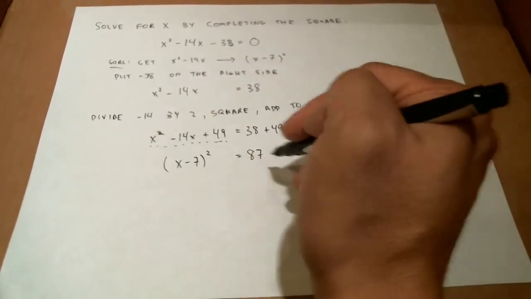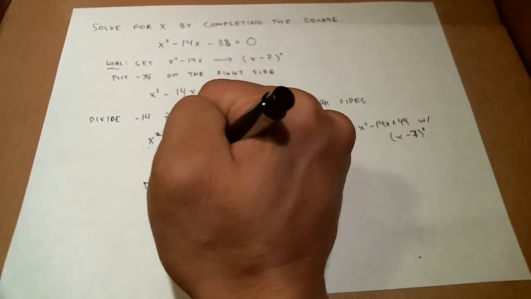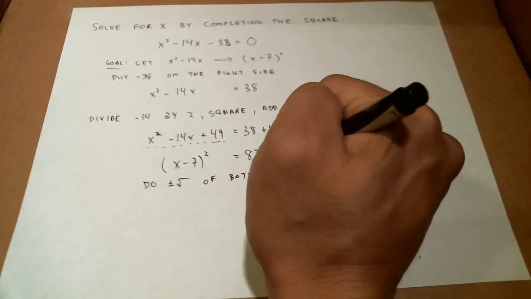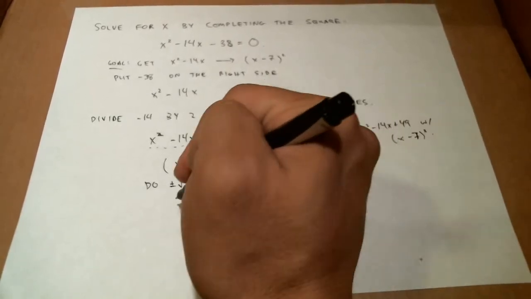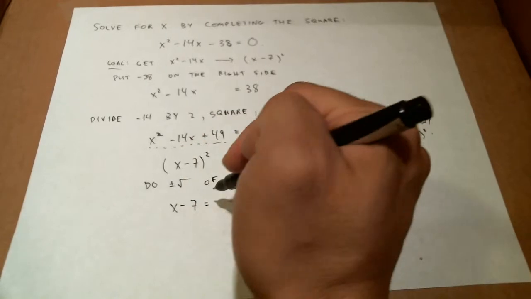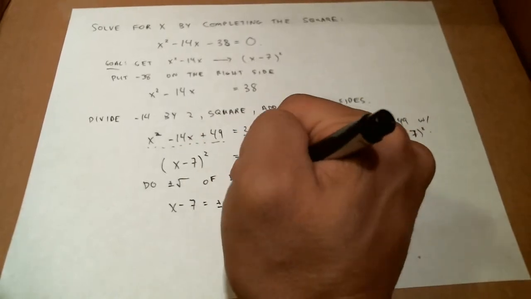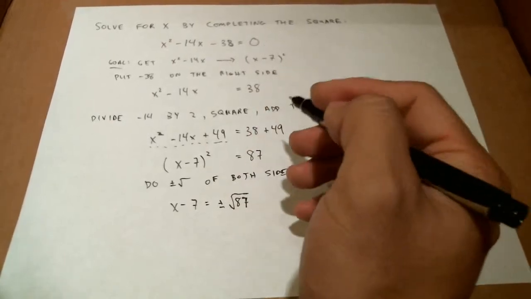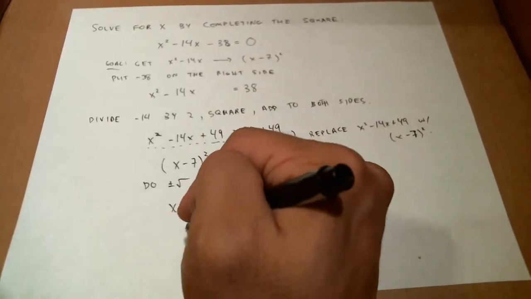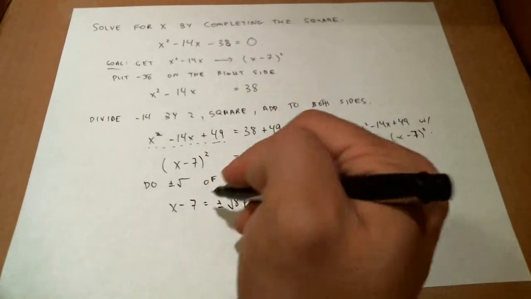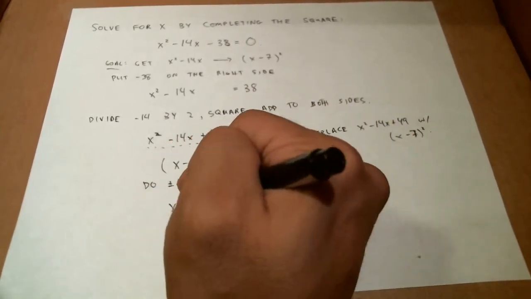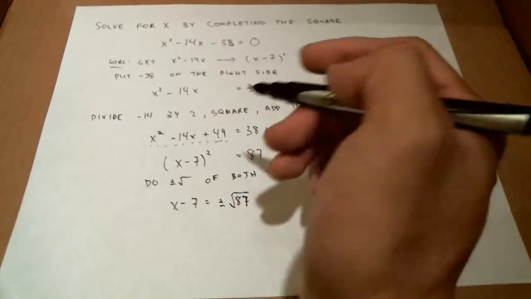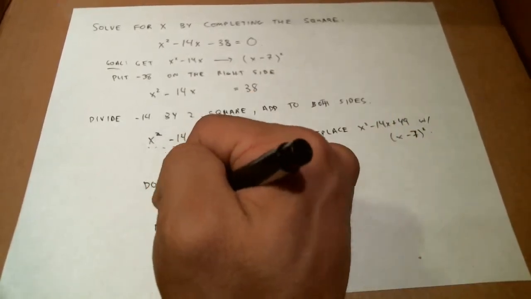And from here, you simply do plus or minus the square root of both sides. Right, so you get x minus 7 equals plus or minus the square root of 87, which does not simplify. Right, and then to find the final answer would be to get rid of the minus 7. You're trying to isolate x, right? The original question asked you to solve for x. And so if you're solving for x, you would simply add 7 to both sides.